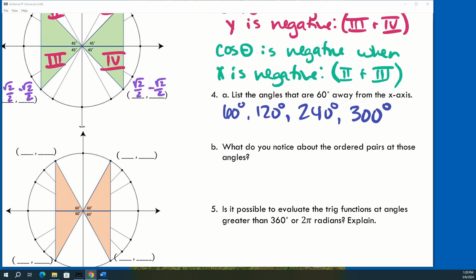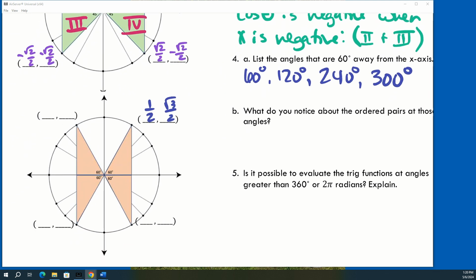All right, let's do these ordered pairs. So for 60 degrees, the x is 1/2, and the y is the square root of 3 over 2. And then we apply all of our negatives where they need to be applied.